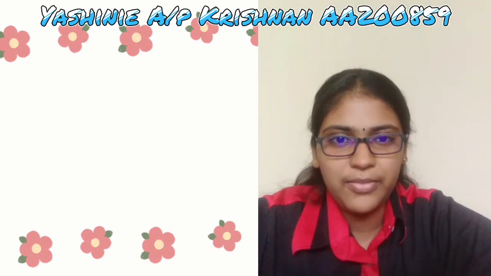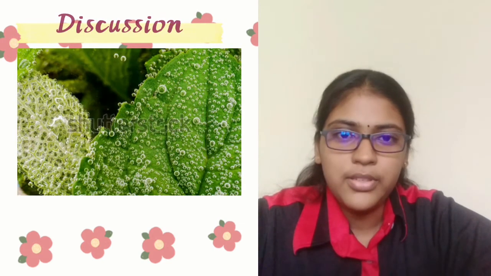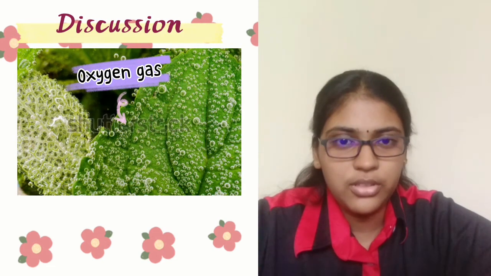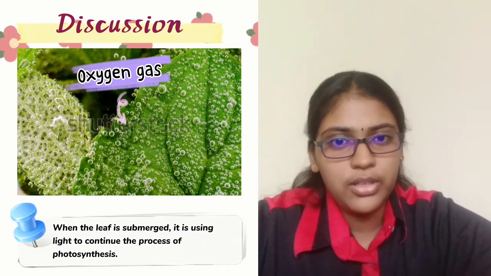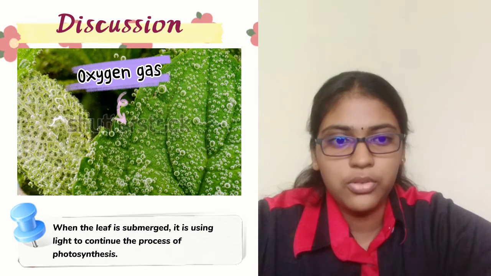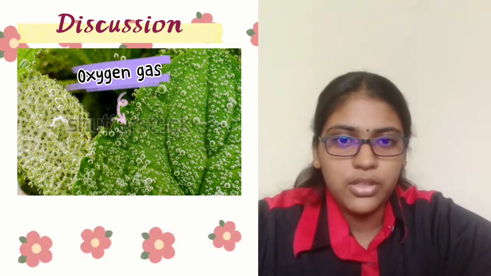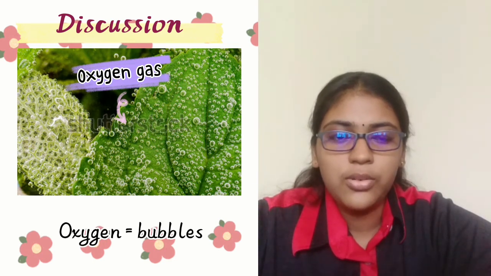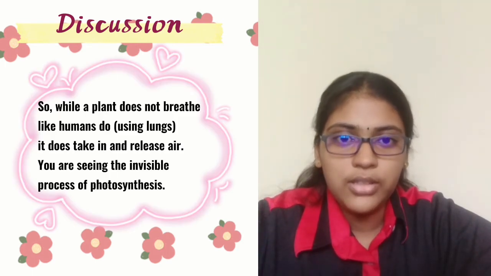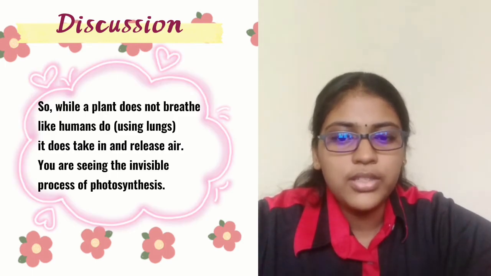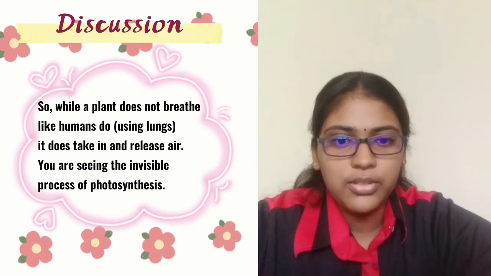I will explain the discussion for this report. The bubbles are the oxygen from the photosynthesis process the leaves undergo. When the leaf is submerged, it is using the light to continue the process of photosynthesis. Part of this process is to let the oxygen out of the leaves. It is the oxygen that you are seeing as bubbles in the water. While the plant does not breathe like we do, it does take in and release air. You are seeing the invisible process of photosynthesis.